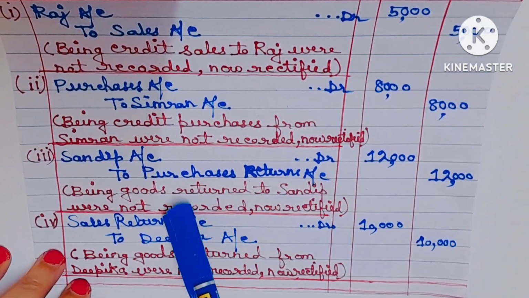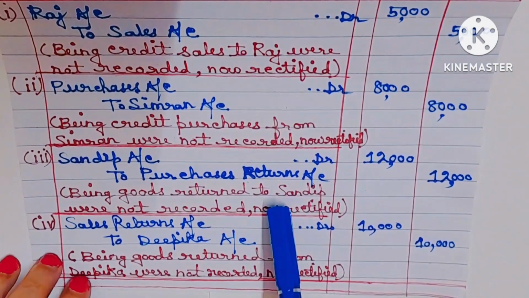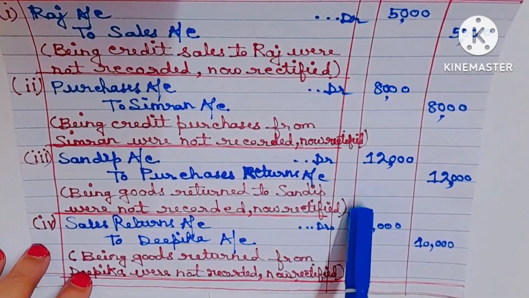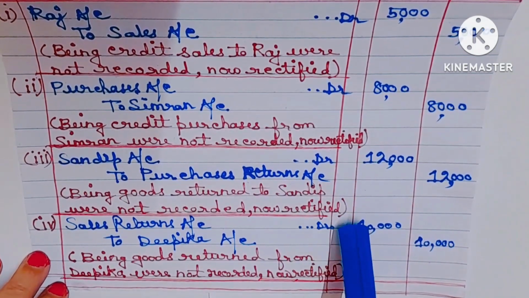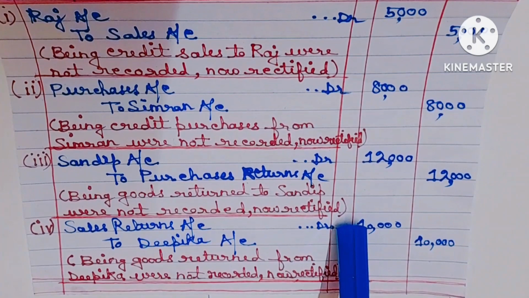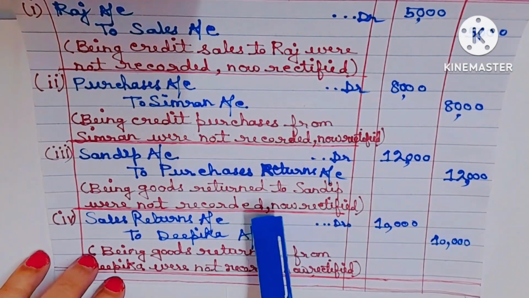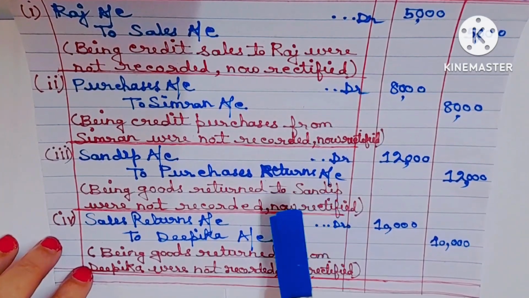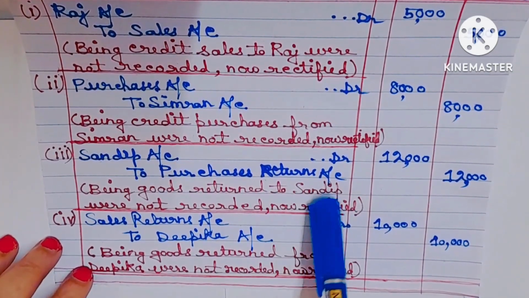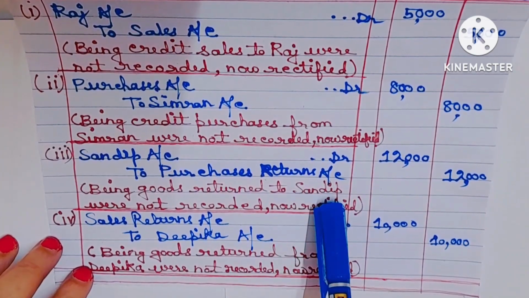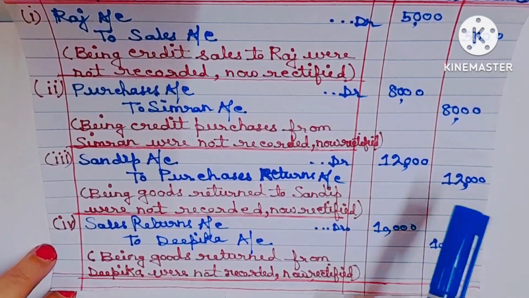But why purchases returns account is credit? Purchases returns account is credit because purchases returns account comes under nominal account. And according to nominal account, all incomes and gains are credit. Here, when goods purchased are returned to Sandeep, expenses are reduced, resulting in income. So, purchases returns account should be credited. Understood? So, let's go through the last transaction.